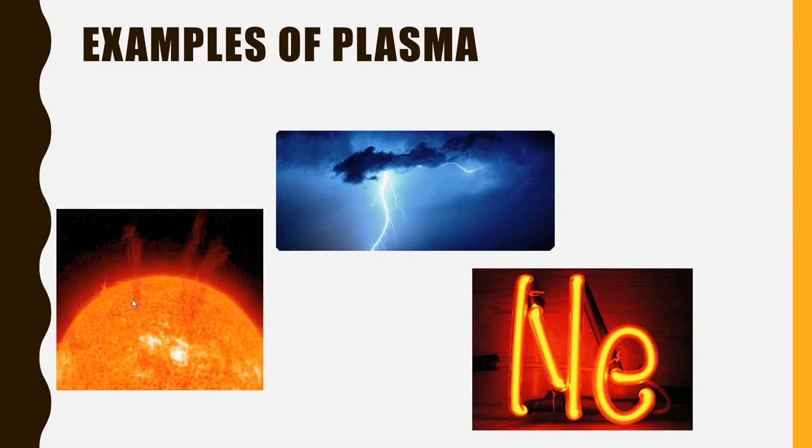So here's the sun. The sun is made up of gases and plasma. We also have a lightning bolt here. There's electricity involved with lightning, so that has to do a bit with that electrical property. And then we have a neon light where you put an electrical current through the neon plasma.